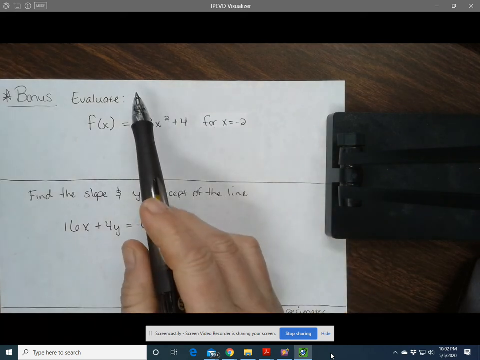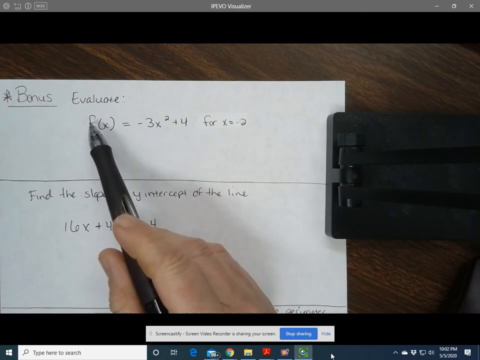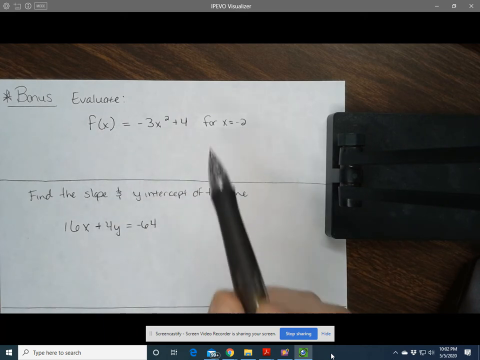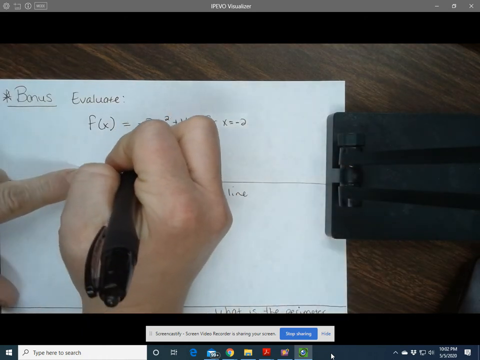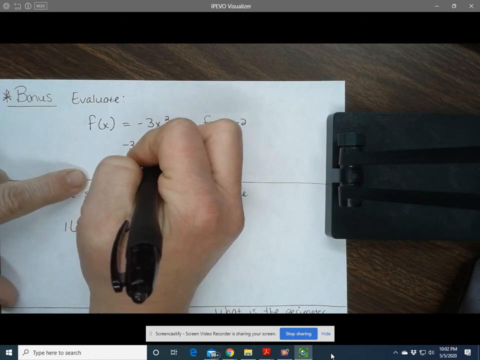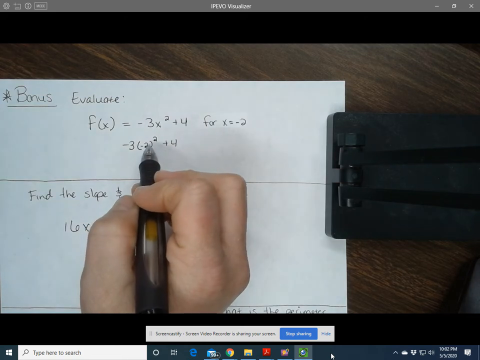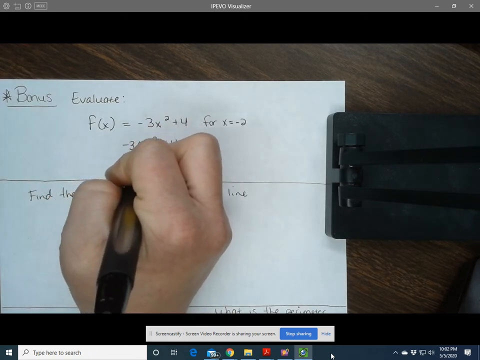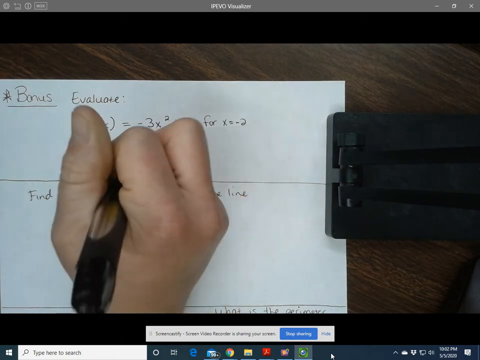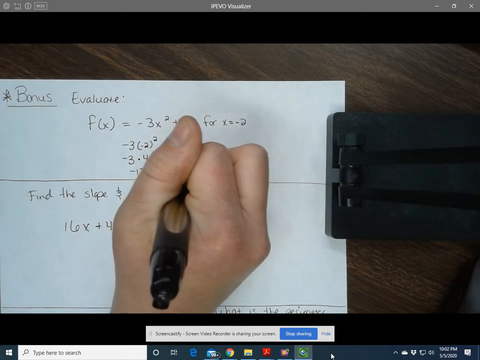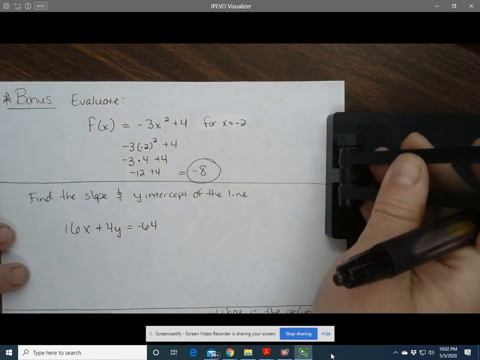So, if you see it says evaluate f of x equals and gives you something crazy, that just means solve that, or that's the same thing as y equals. And if it says solve for x equals -2, that just means plug that in there. So it means you got -3 times -2 squared plus 4. Well, again, that's going to be -2 times -2. So that's going to be -3 times 4 plus 4. Well, -3 times 4 is going to be -12. And -12 plus 4 is going to be -8. So that would be your answer, would be -8.